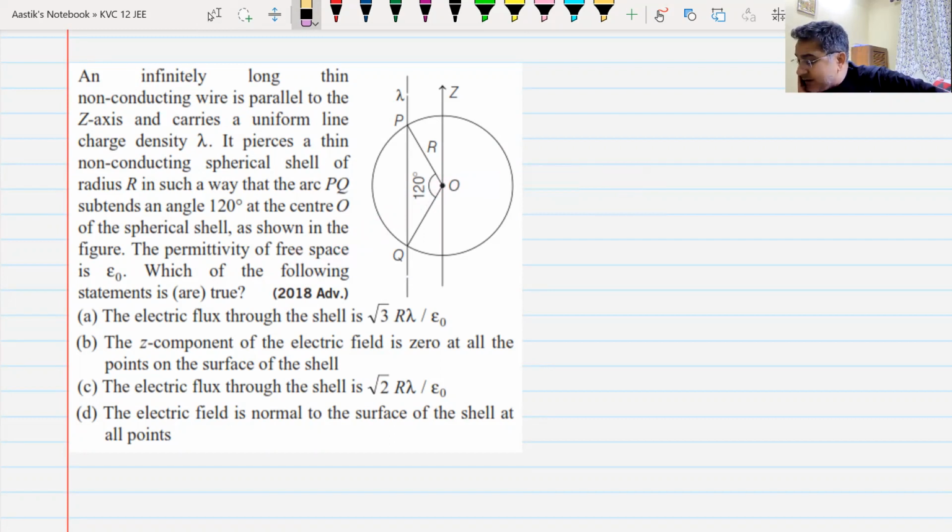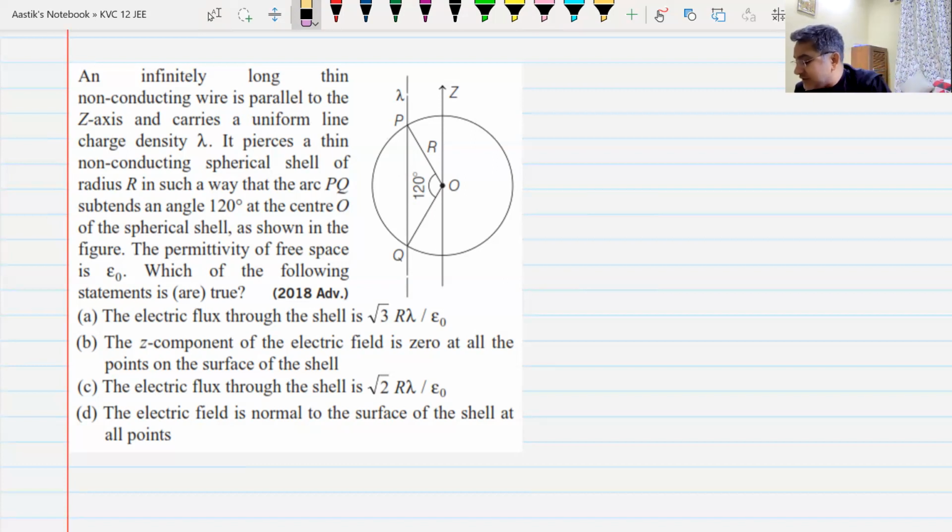The infinitely long thin non-conducting wire is parallel to the z-axis and carries a uniform linear charge density lambda. It pierces a thin conducting spherical shell in such a way that the arc PQ subtends an angle of 120 degrees at the center of the spherical shell, as shown in the figure. Which of the following statements are true?